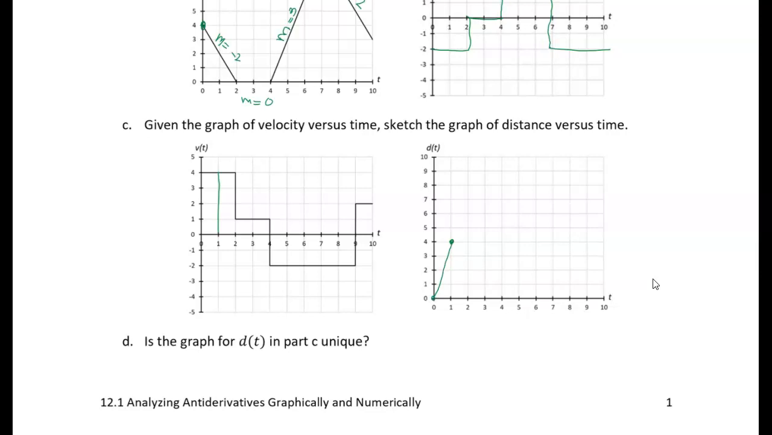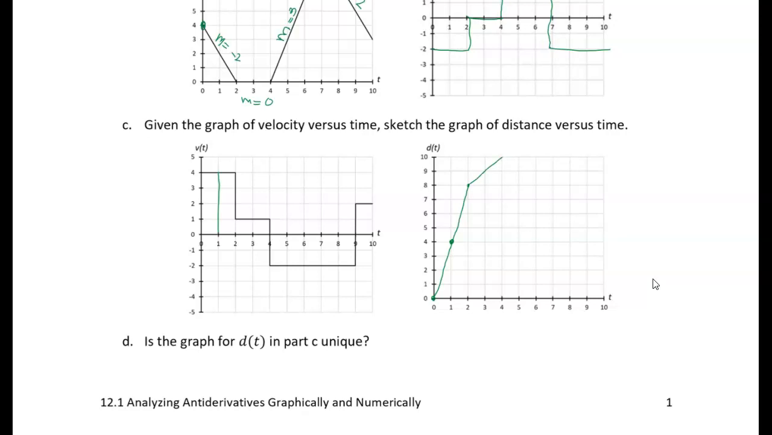And then we could keep adding up these areas. So over the next 1 second, between 1 and 2, we go another 4. We're going to add that on to the distance we've already traveled, okay? And then here where it looks like our velocity went down to 1, so for the next 2 seconds we're just going to increase at that rate.